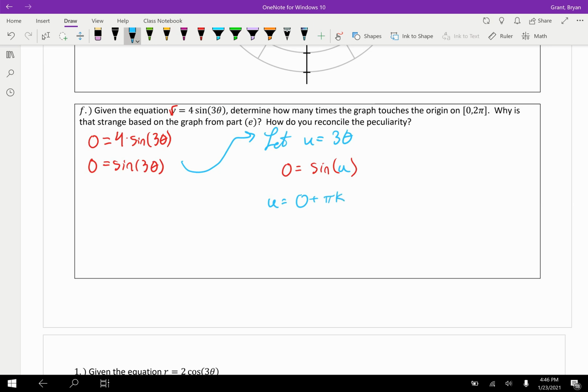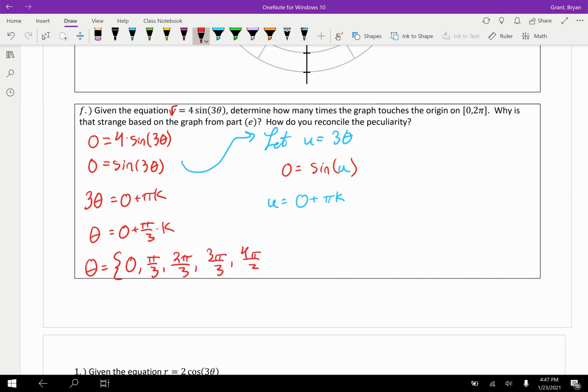All right, well, if we jump back over here then, instead of u, we had 3 theta, I think this time, equals 0 plus pi k. Divide everything by 3, 0 plus pi over 3 times k. So what values of theta are we interested in? 0, and we just add pi over 3. 2 pi over 3, 3 pi over 3, 4 pi over 3, remember we're going till 2 pi, right? 5 pi over 3, and 6 pi over 3.